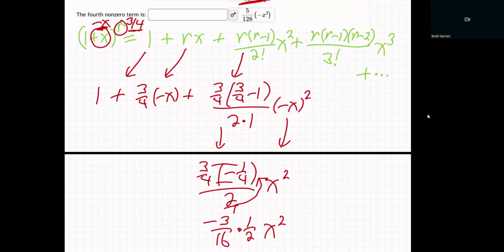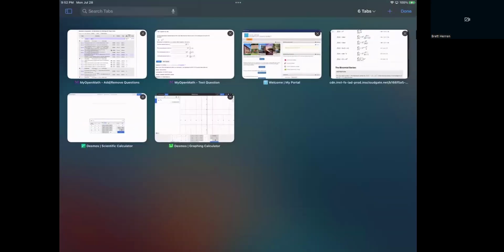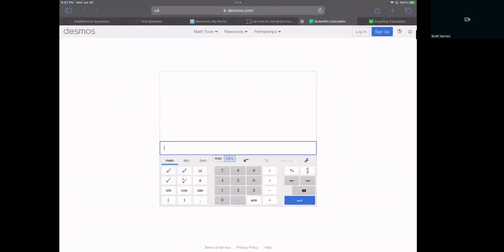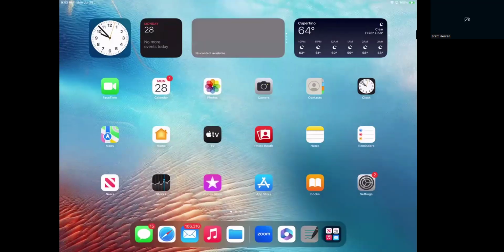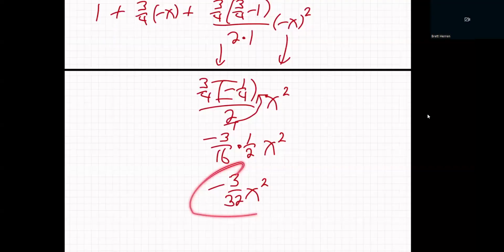Let me just do it and show you what I mean. 3/4 times 3/4 minus 1, over 2. And what's the fraction? Minus 3/32. See that? Desmos is beautiful. So there it is. You can just do that in Desmos and you get the same answer. You want to do all that by hand?